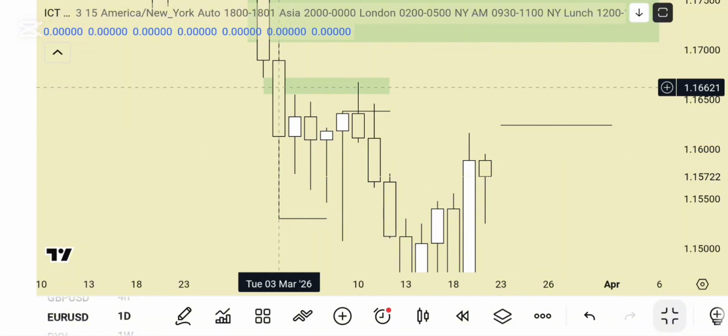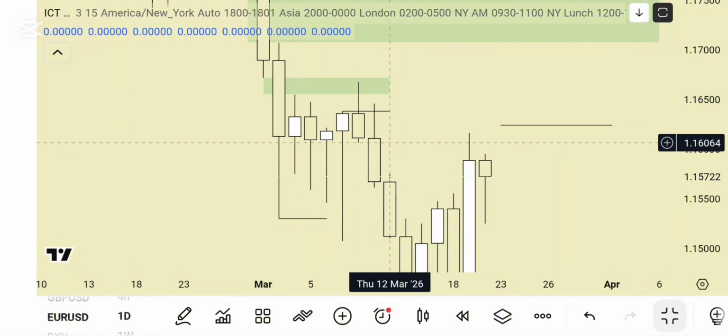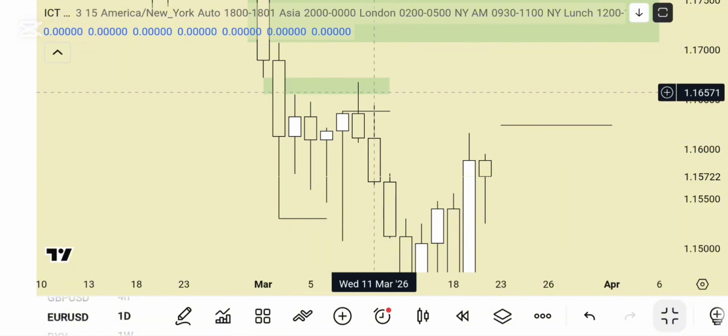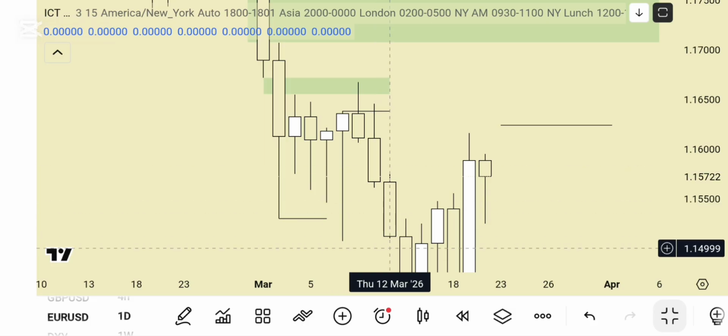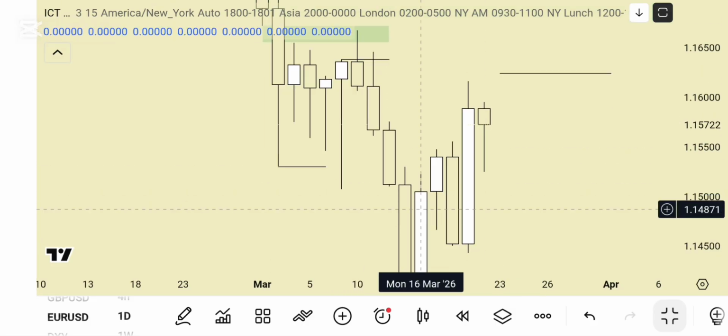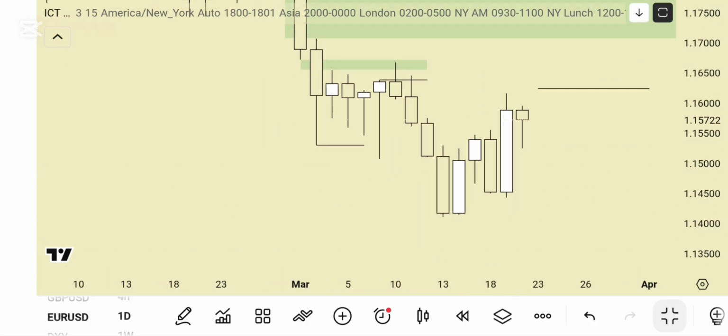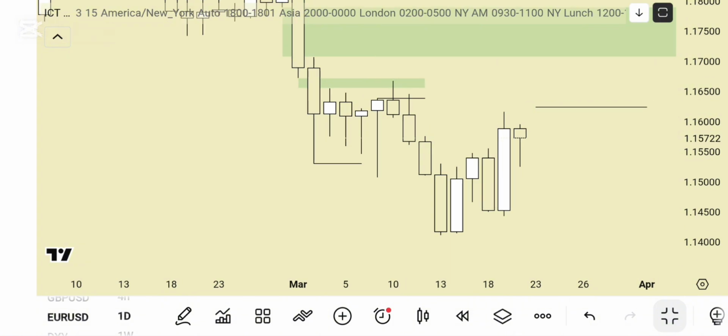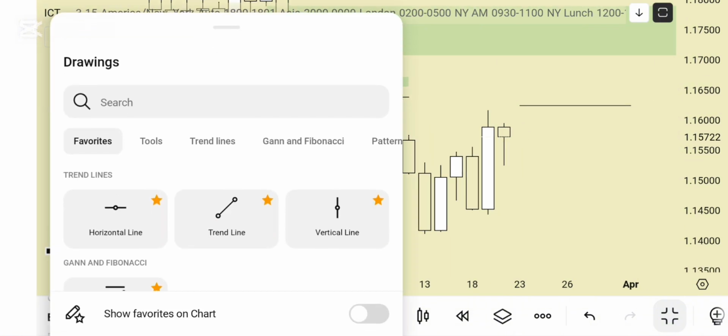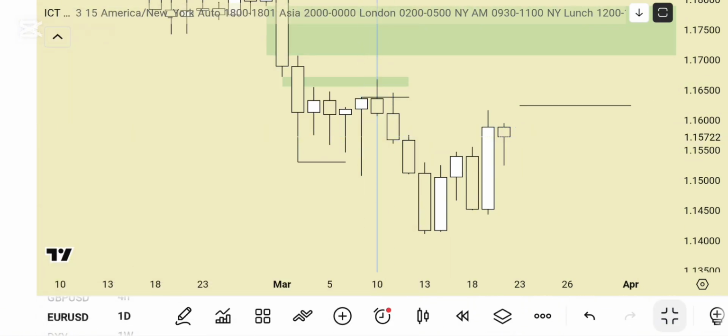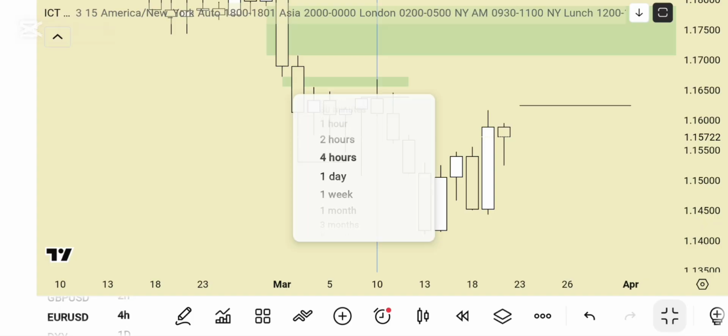Open, high, key level, low, close. Wednesday, open, high, key level, low, close. Thursday, open, high, key level, low, close. Friday, open, high, key level, low, close. Let's study Tuesday. Moving to the 4 hour time frame. Let me mark it out. The opening price of Tuesday, right? Let's go to the 4 hour time frame.